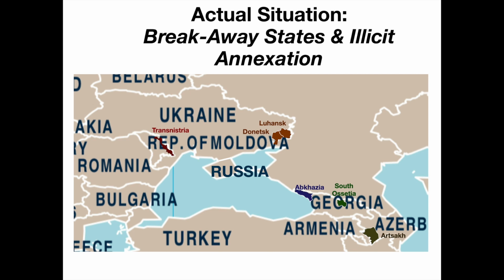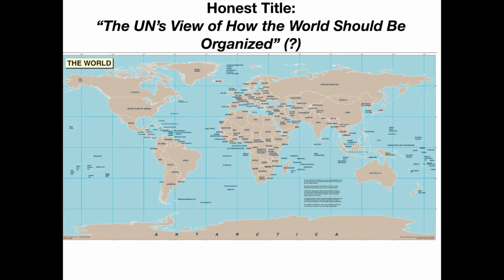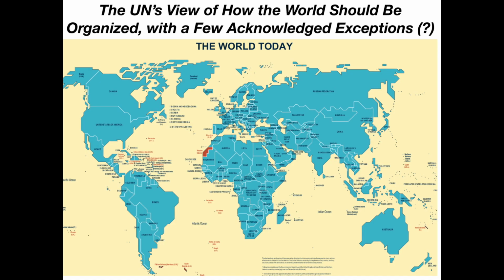Most countries are going to map the world as they think it ought to be rather than as it is. So if we were to give this map an honest title, it would be something more along the lines of the UN's view of how the world should be organized, with a few acknowledged exceptions thrown in the back.